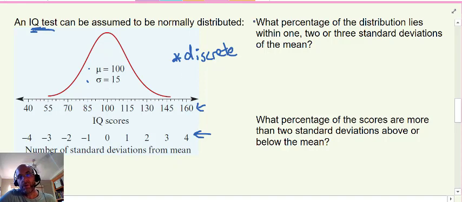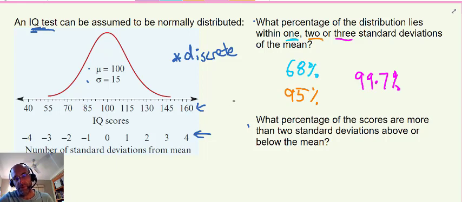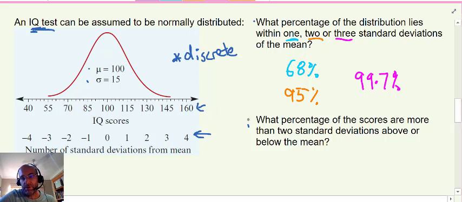So, two questions. What percentage of the distribution lies within 1, 2, and 3 standard deviations of the mean? Well, it's basically regurgitating what we've been going on about for the last couple of minutes. So 68% for 1 standard deviation, 95% for 2, and 99.7% for 3 standard deviations from the mean.